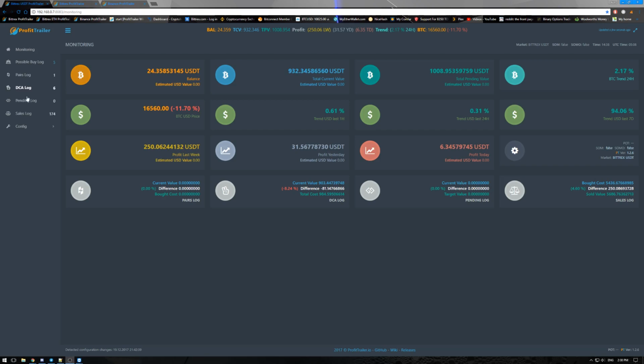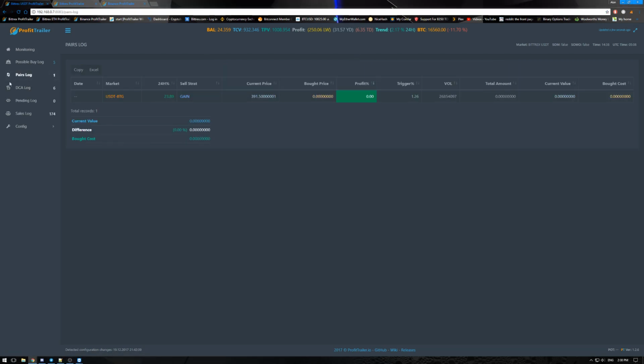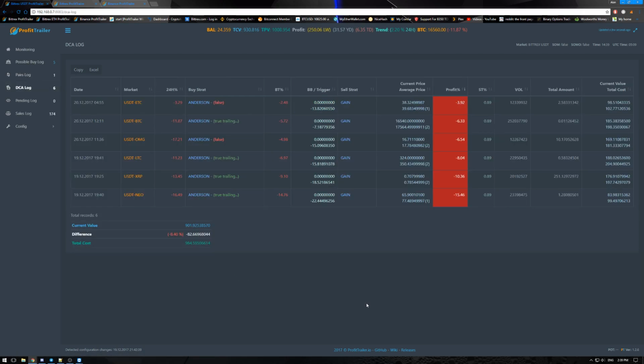So, let's have a quick look at my DCA log. This is one of my pairs, Ethereum Classic against USDT. Ignore the fact that this is all DCA, just pretend this is pairs, and you'll see my profits at minus 3.92. In my DCA settings, which we'll get to in a second, I'll have a figure in there, and once the pair hits that value, it'll come into this DCA log. Okay?